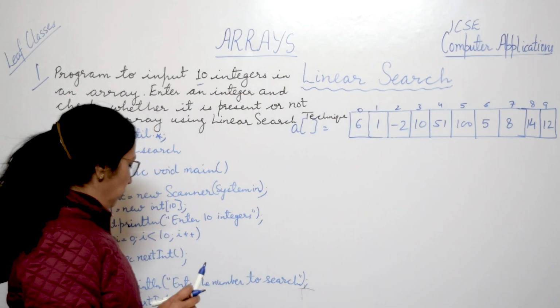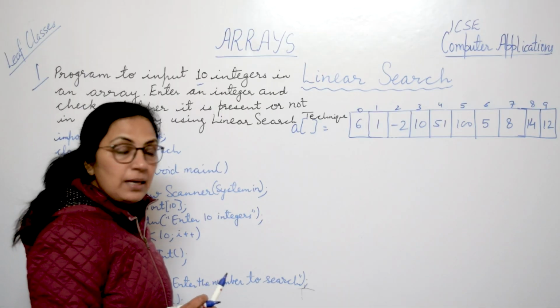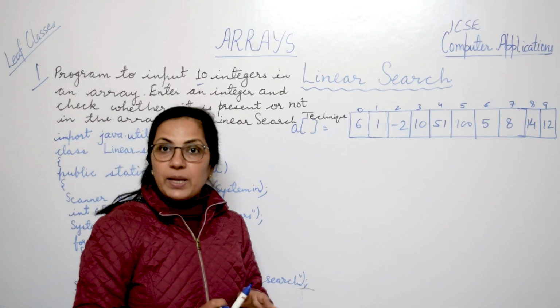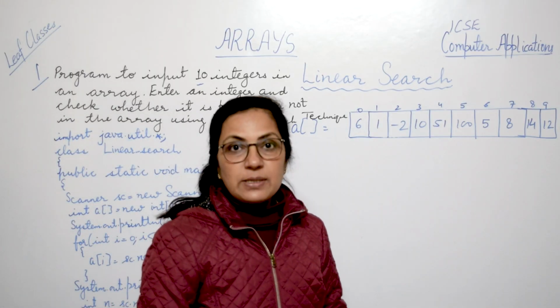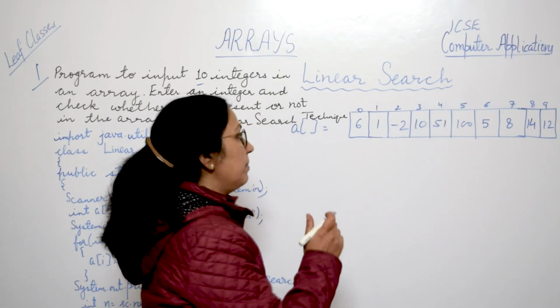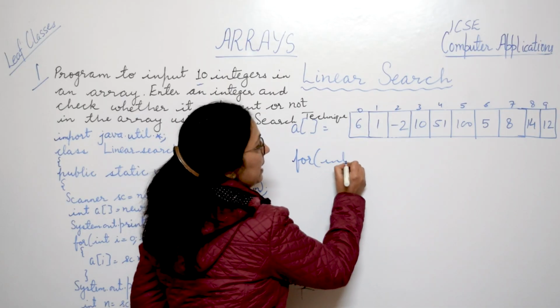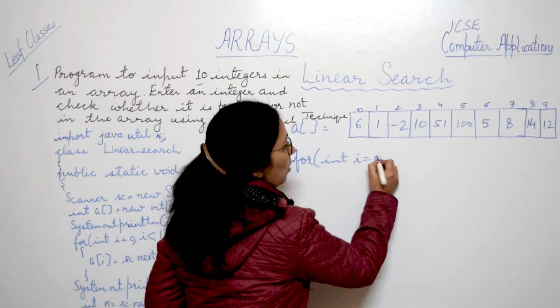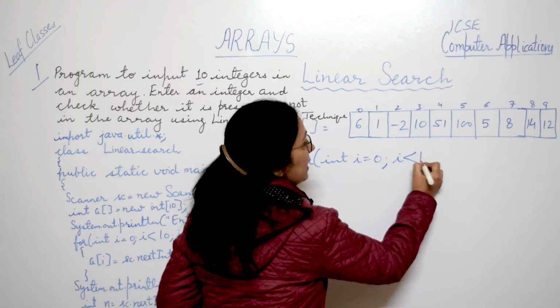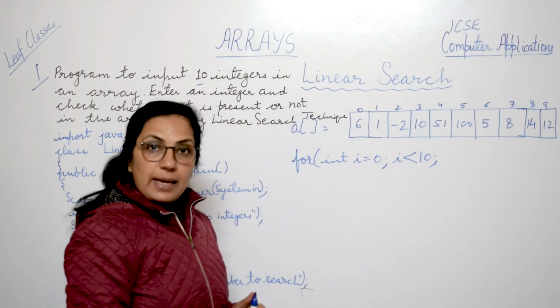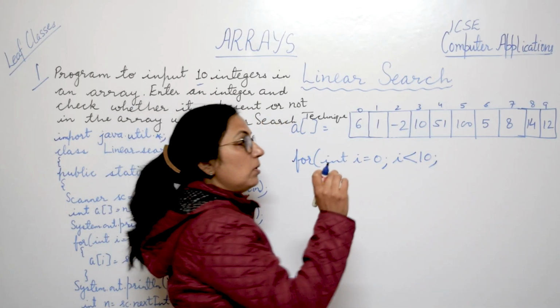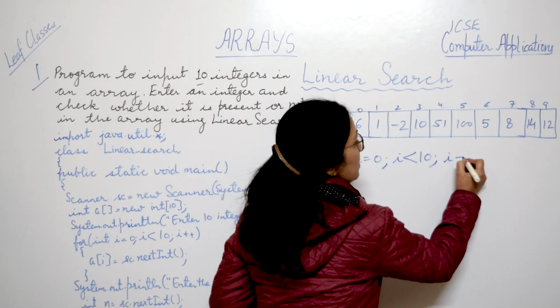Now we start with the actual logic of the program. So children, we have to search element n in the array a, right? And from where we have to start the searching? From the 0th element. So we will be taking the single loop for int i equals 0, i less than 10, because the size is 10. So 0 to 9, i++.